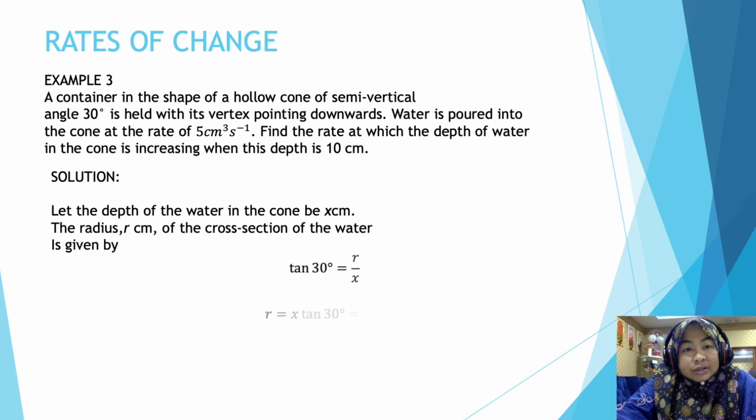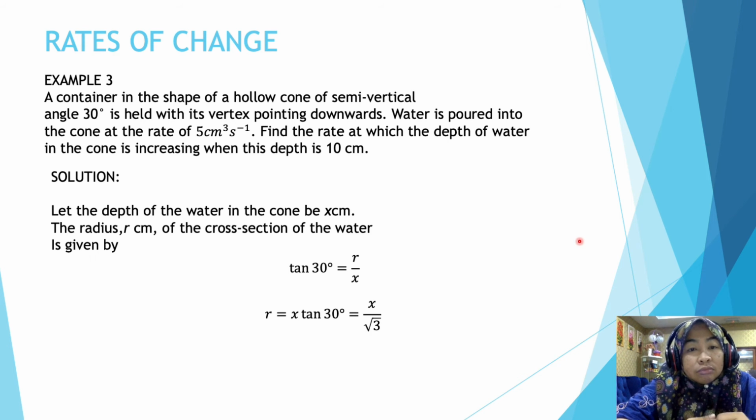So for the variables here, we have depth or height, and we use the variable x, and we have radius r. We also got the information about dV/dt. 5 is dV/dt, 5 is the rate of volume.